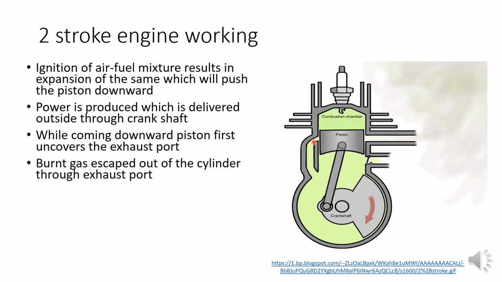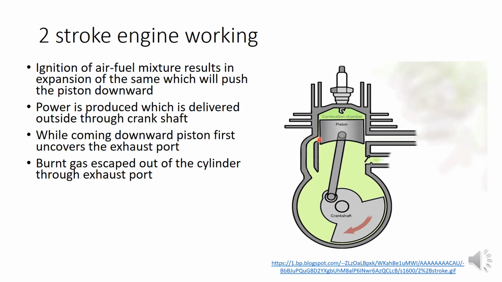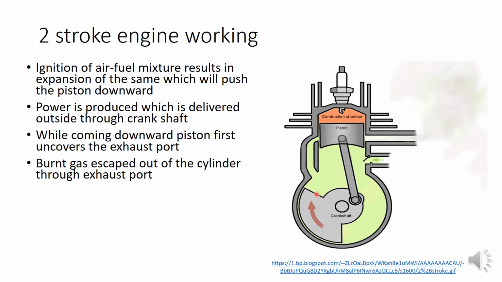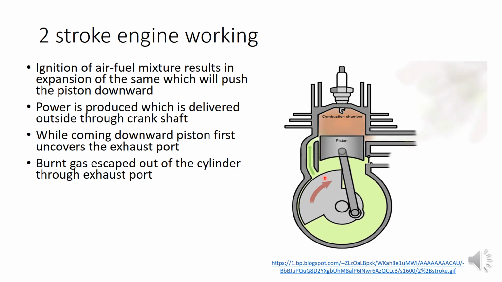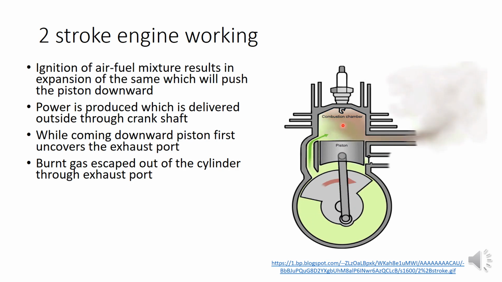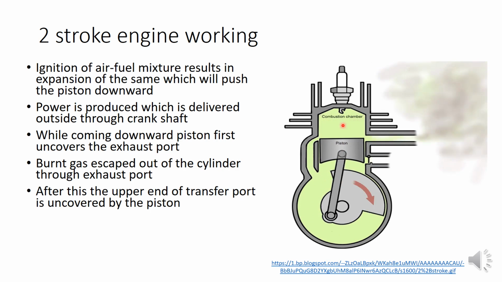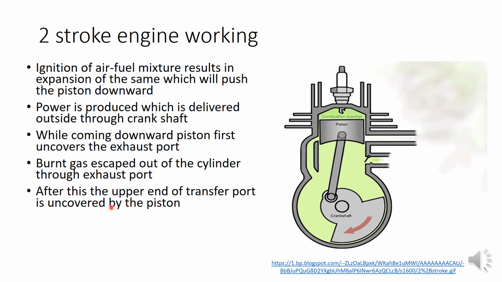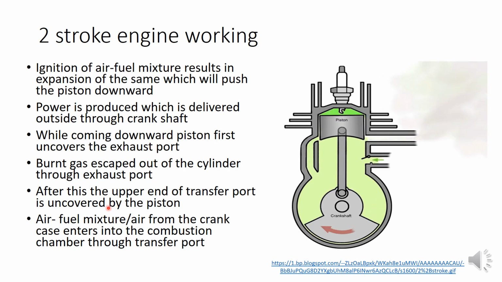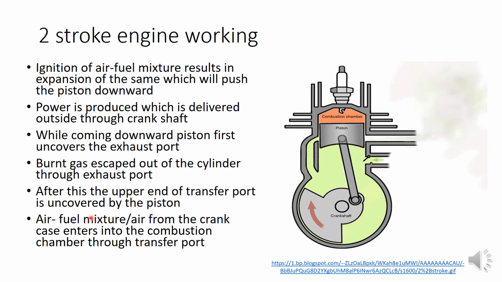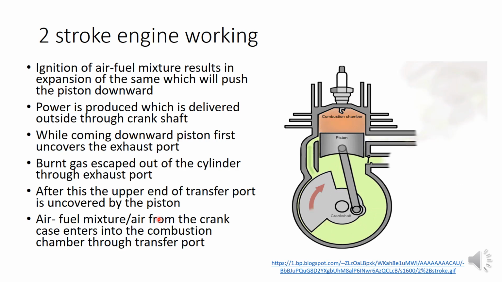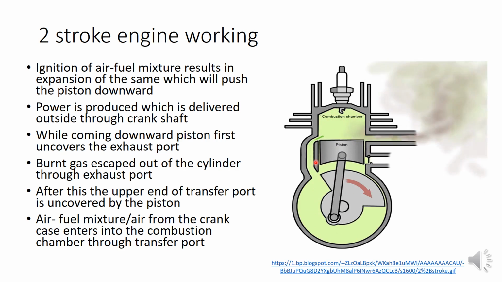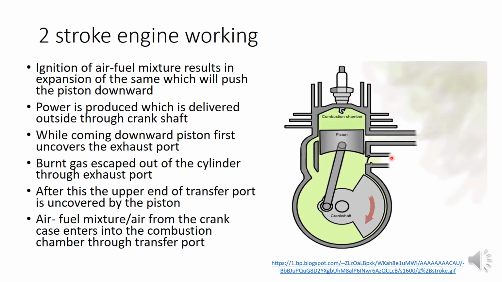At the end of the downward stroke, you can see here this transfer port, its upper end gets opened, and the air fuel mixture already there in this crankcase will come into the combustion chamber. So that also happens at the end of the stroke. The upper end of the transfer port is uncovered by the piston, and the air fuel mixture, if it's a petrol engine, or if it's a diesel engine, air only, from the crankcase enters into the combustion chamber through the transfer port. So this is the working of a two-stroke engine.